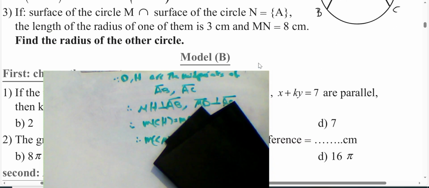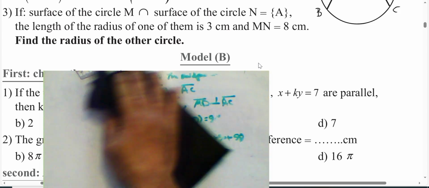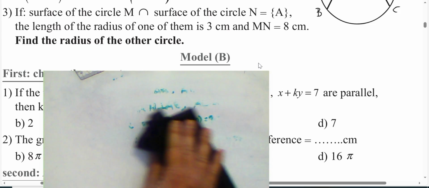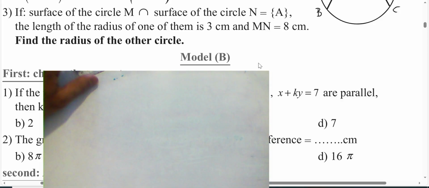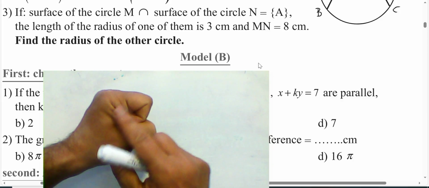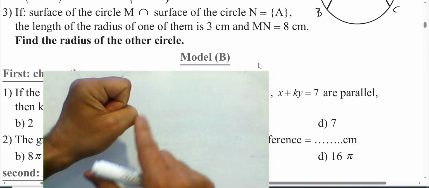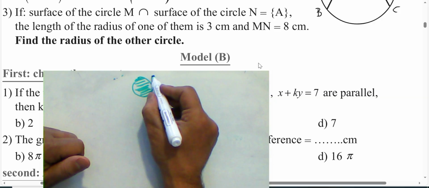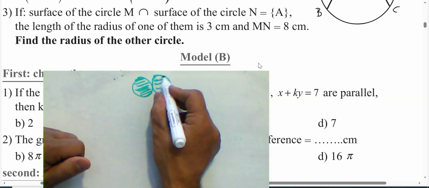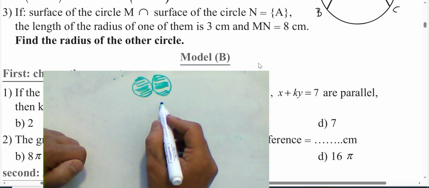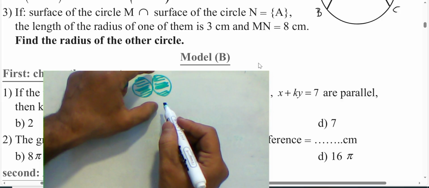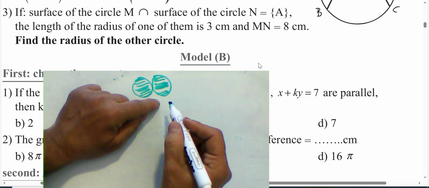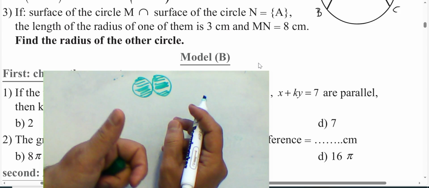The surface of circle M and the surface of circle N touch at the point E, and the length of the radius of one of them is 3 cm and MN equals 8. Find the other. What is the meaning of surface? Surface means all points inside and on the circle. Like this is a circle surface, and this is also a circle surface, tangent externally. We have exterior here, tangent exterior, not interior, because it tells me surface of circle and surface of circle.